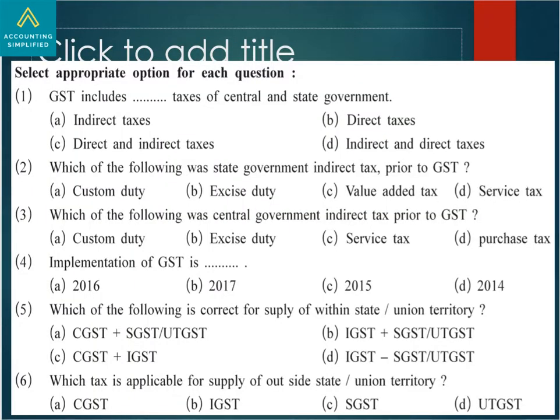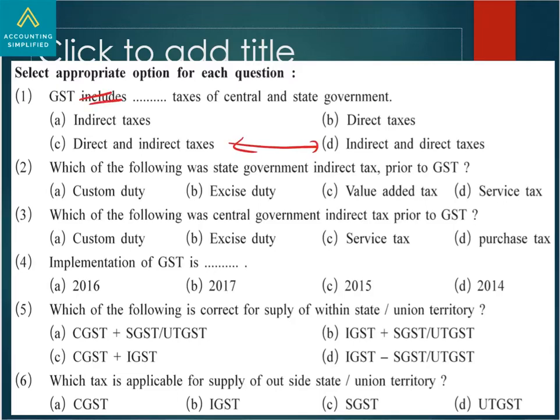Now in your books, whatever examples or MCQs are given, we are going to discuss here. So the first: GST includes blank tax of central and state government: direct tax, indirect tax, direct and indirect, or neither. So this is one and the same, right? It is neither, right?